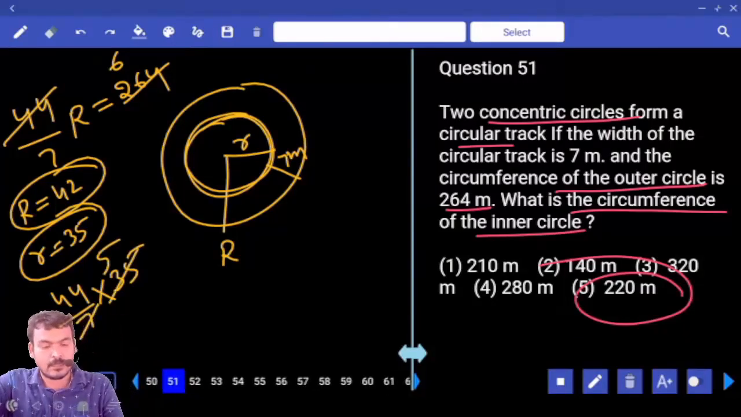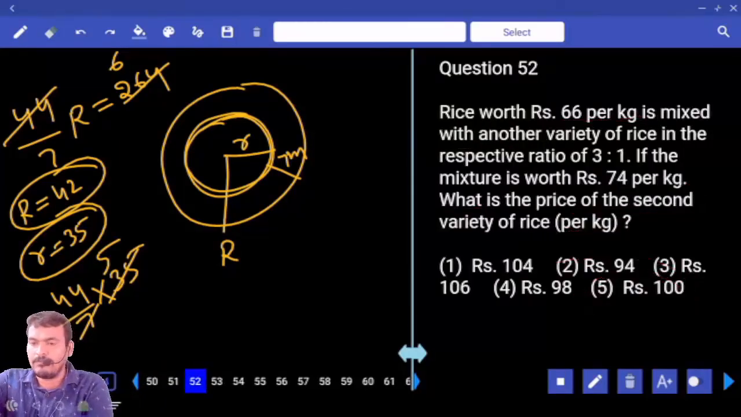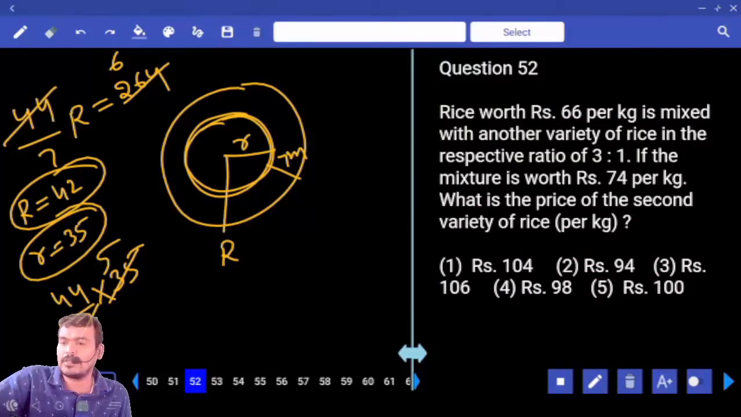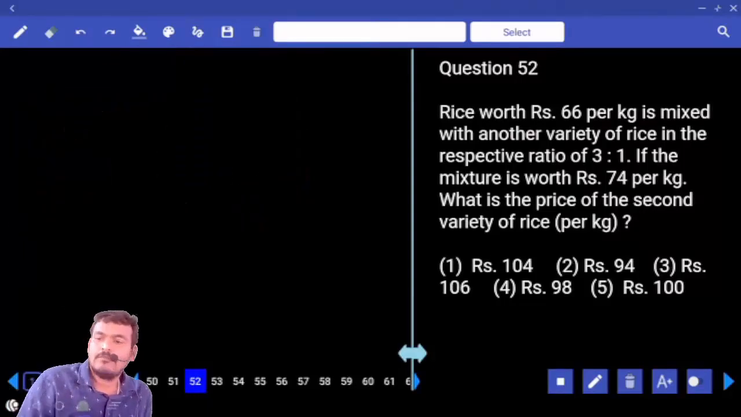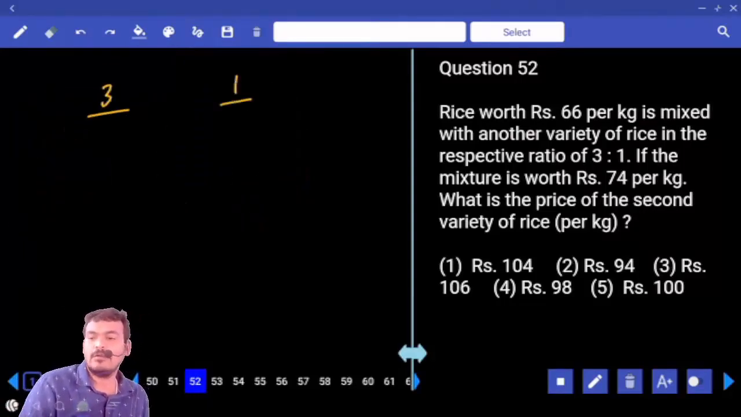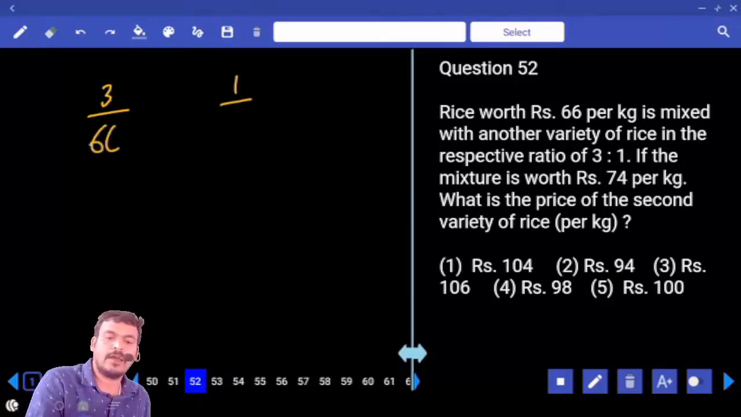220. Next 55. Rice worth 66 rupees per kg is mixed with another variety of rice in the respective ratio of 3:1. If the mixture is worth 74 rupees per kg, what is the price of the second variety of rice? First one is how many parts? 3 parts. Second one quantity 1 part. What is the first one per kg value?